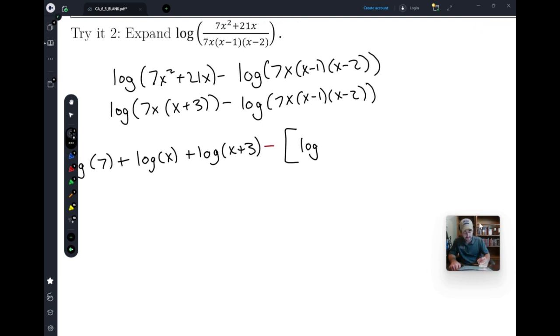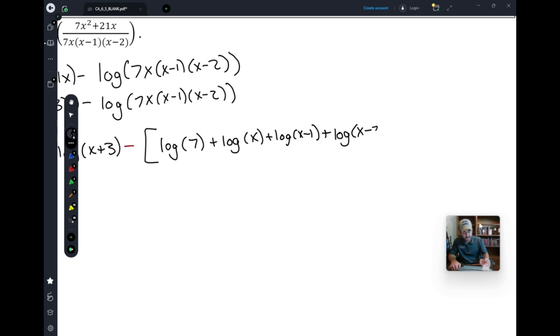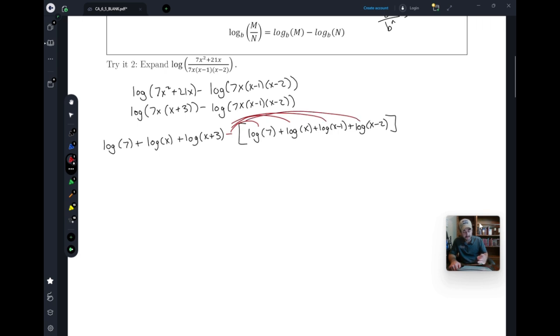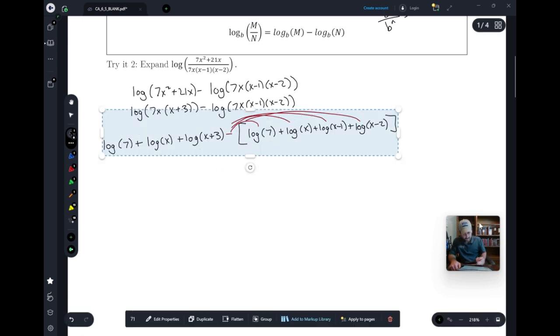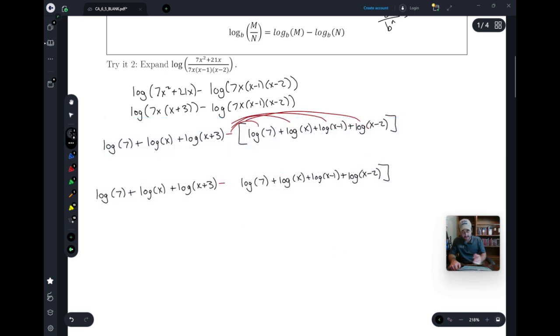So we'll have another log 7 plus log x plus log of x minus 1 plus log of x minus 2. And when we distribute that negative sign across every term inside, so there's 4 terms there, we'll end up with log 7. That negative sign is going to get distributed, so we're going to have a negative, another negative, and another negative. And we'll see some terms end up canceling out.